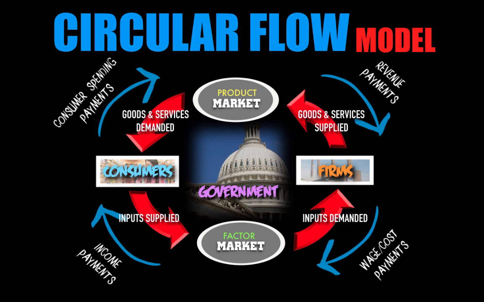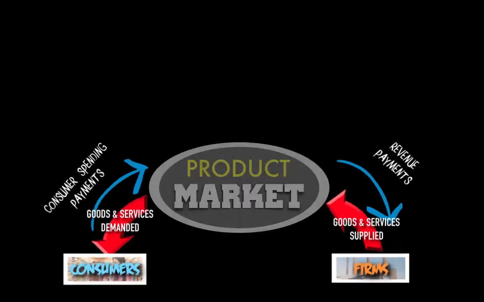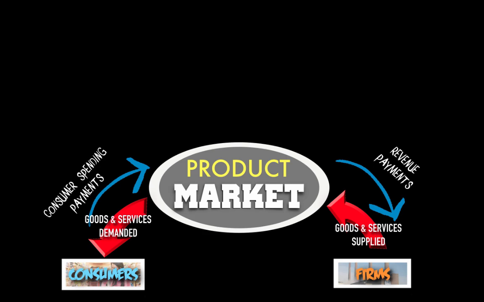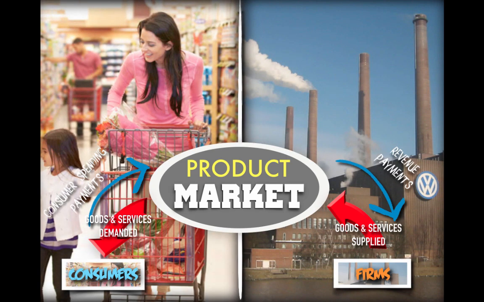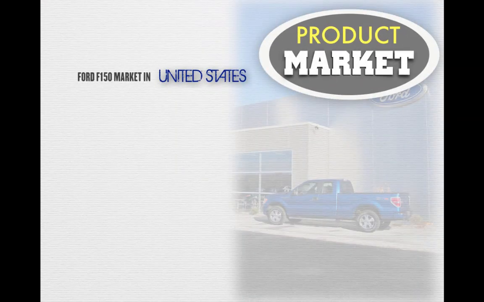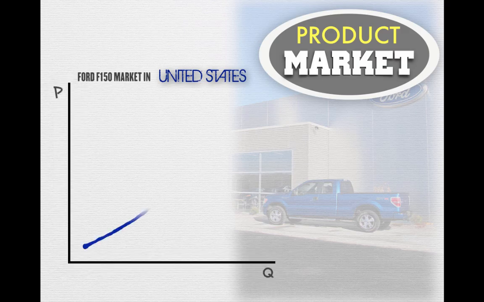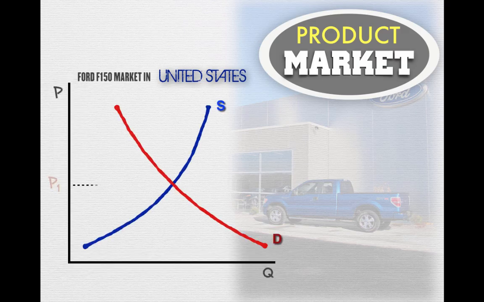With firms acquiring their labor and consumers earning their income, let's now focus on the product market. The product market is the location where economic goods are exchanged between consumers and firms. As in the factor market, the laws of demand and supply are in effect and are driven by the maximizing behaviors of the economic participants. Let's look at a graph for the Ford F-150 market in the United States.